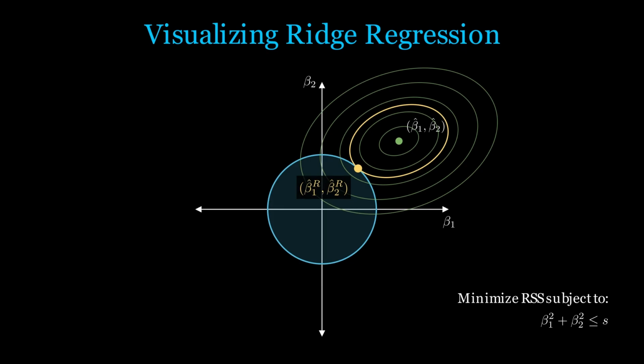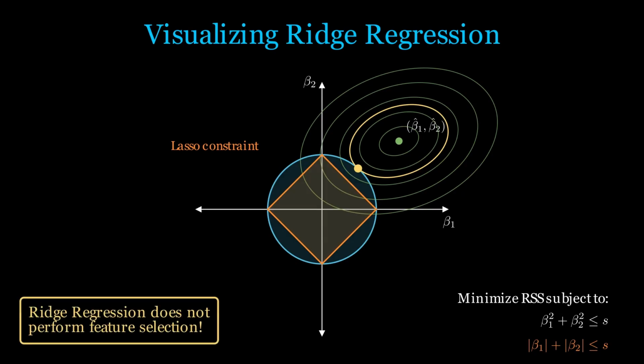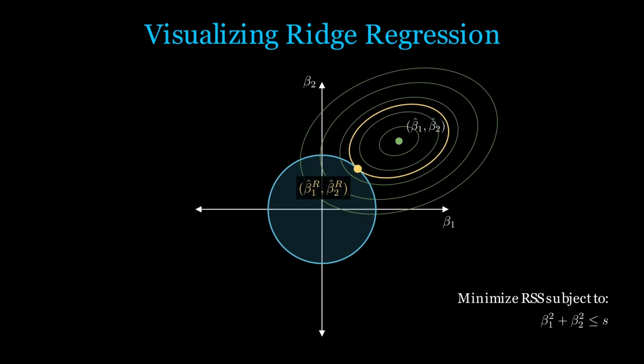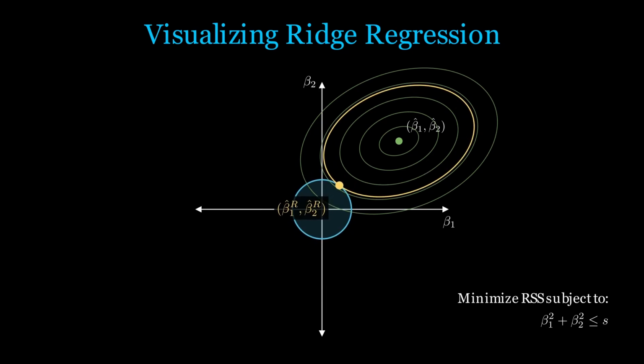Notice that because the circle has a perfectly smooth boundary, the touching point almost never lands exactly on one of the axes, so neither coefficient is set to exactly 0. This is different from the lasso, which intercepts the constraint region at an axis, setting one or more coefficients to exactly 0. We'll cover this in another video. The takeaway here is that ridge regression does not perform feature selection, since all coefficients from the original model are retained.